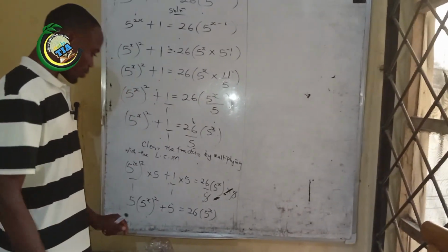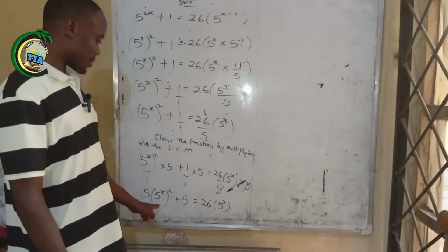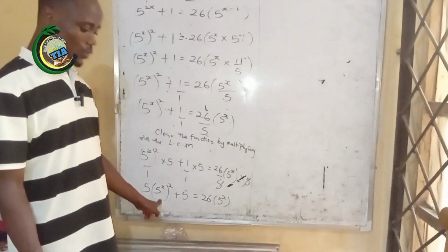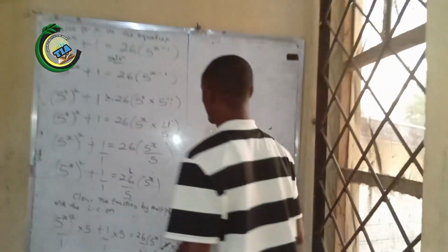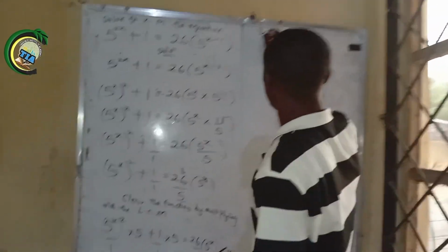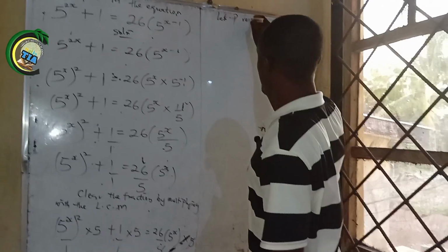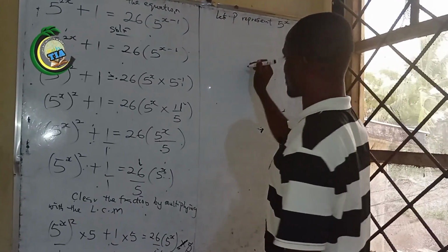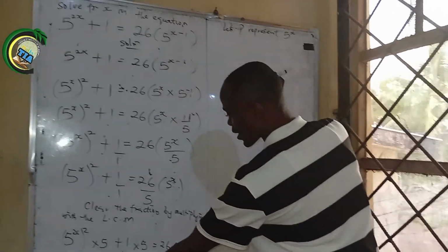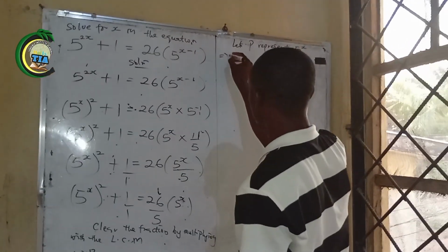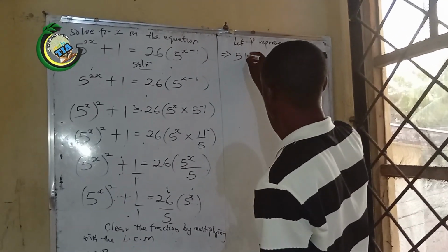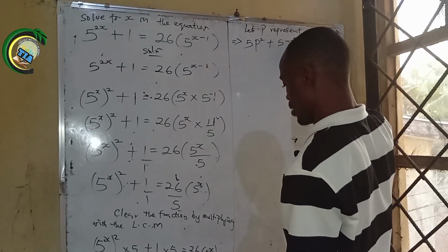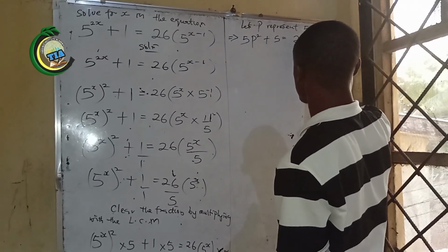Okay, then at this point, having gotten this, we can say let P represent 5 raised to power x. So wherever we see 5 raised to power x, we are going to put P. So this implies that 5p squared plus 5 is equal to 26p.